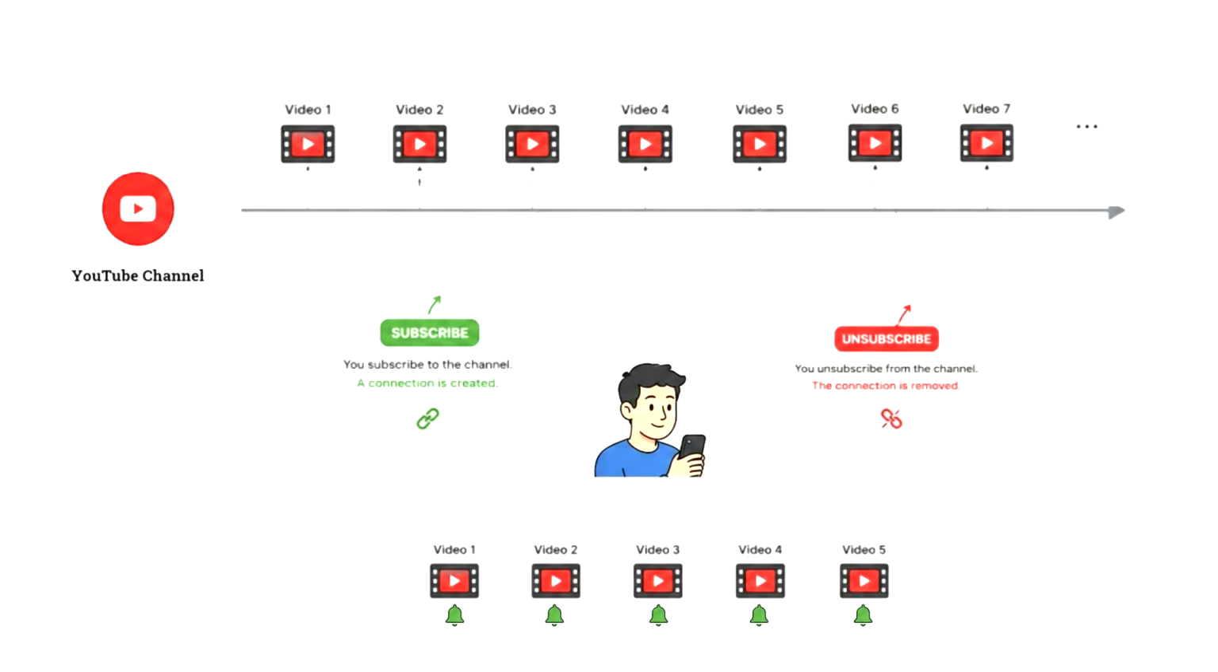This is exactly how RxJS works. The YouTube channel is the observable because it produces data. You, the viewer, are the observer because you receive and react to the data. The act of subscribing is the subscription because it creates the connection between the source and the receiver. Each video notification you receive is like a value emitted by the observable. I hope this analogy makes the concept easier to understand.